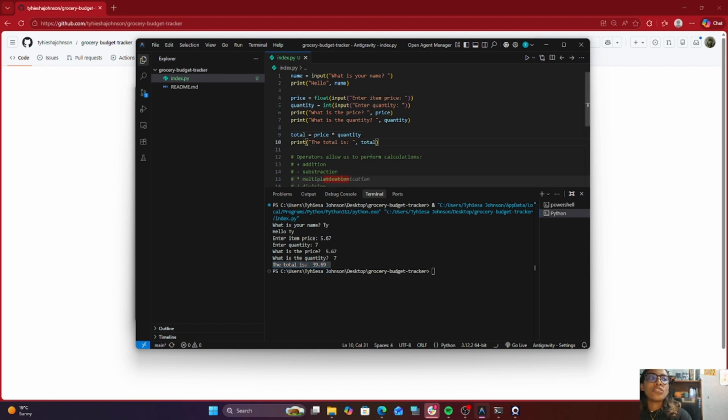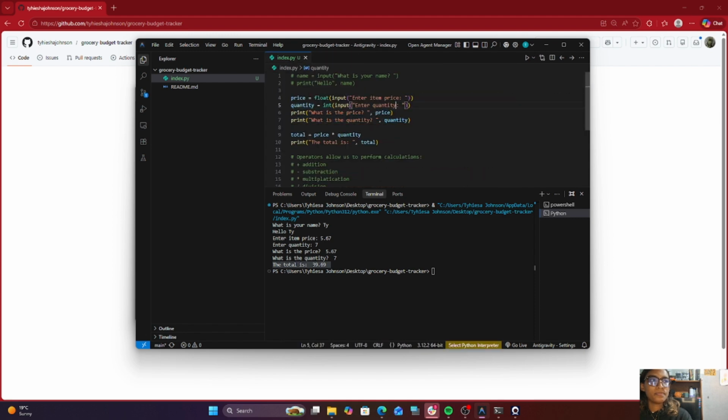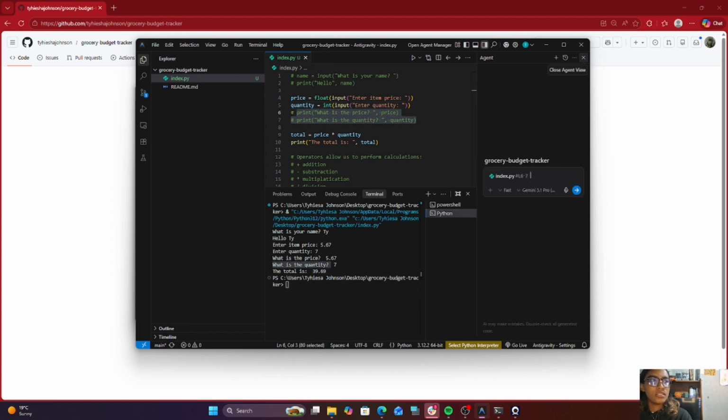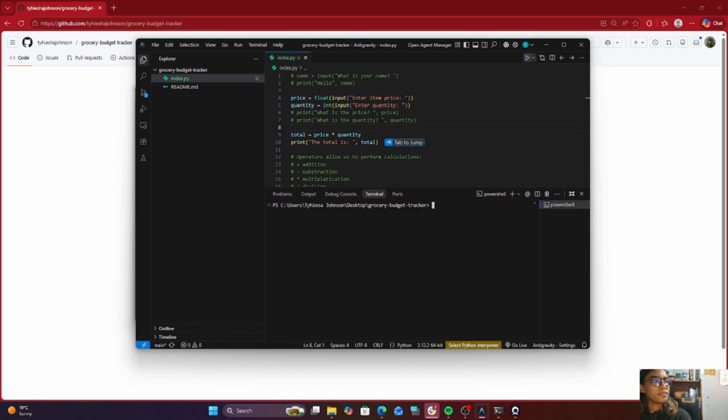The thing about coding is you can remove things by commenting it out. So if I wanted to, for instance, just do this. Okay. Gonna run it again, and it should just ask us for the price, the quantity, and then calculate it for us. Okay.